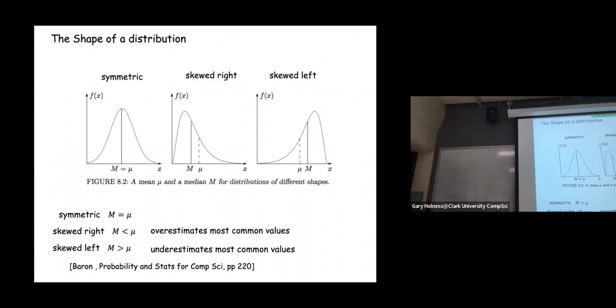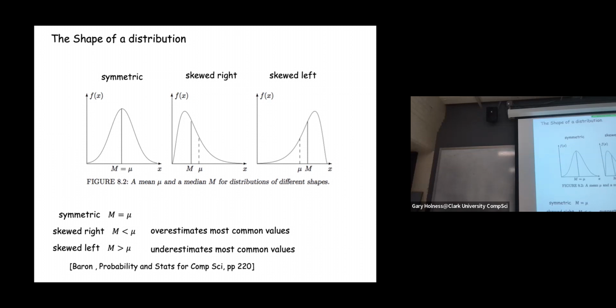The converse, a skewed left distribution, here we have the median is greater than the mean. So that goes to underestimation. If you were to compute your average commute time and it said 5 minutes, in reality, most commonly it's greater than that.